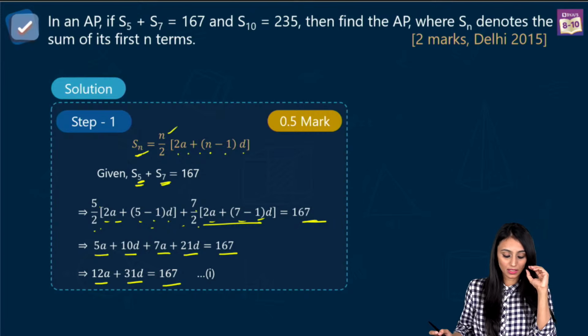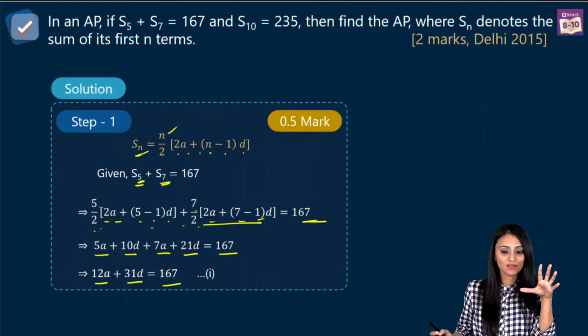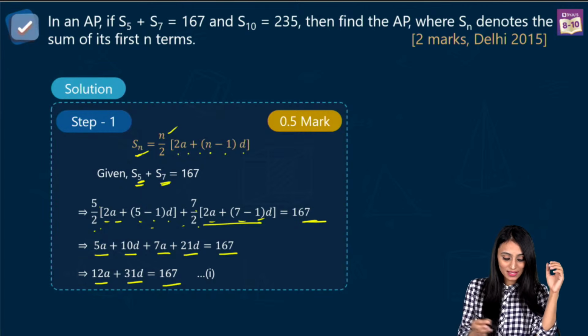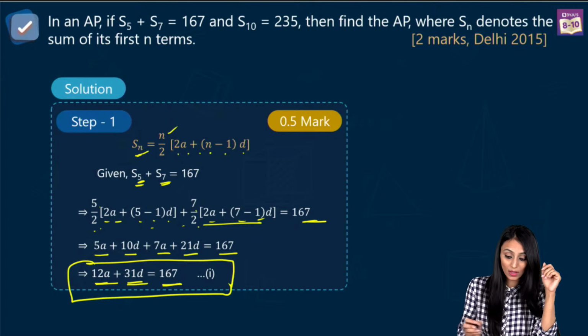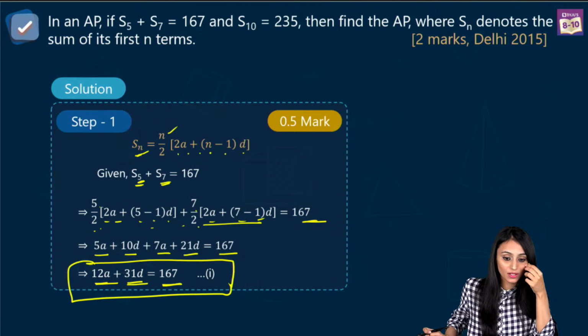Clear? Yes, Sanvi? Great. Now, simplification is easy for everyone. Come on, you're 10th graders. Got it? Great. Simplify this, you get 12a plus 31d equal to 167. This is your equation number 1. Mark this as equation number 1. Okay?